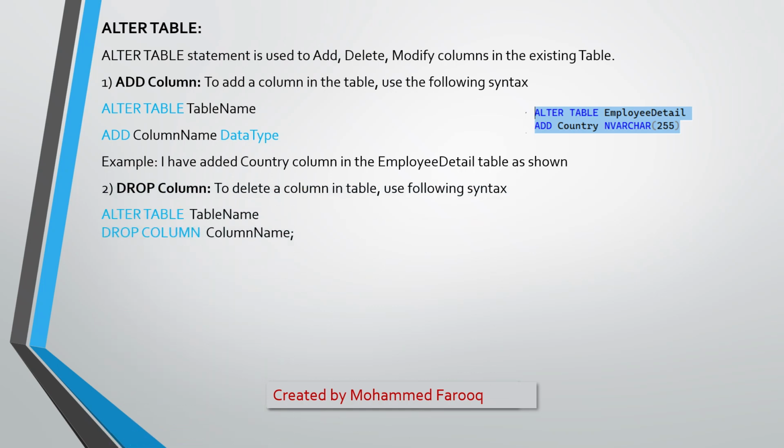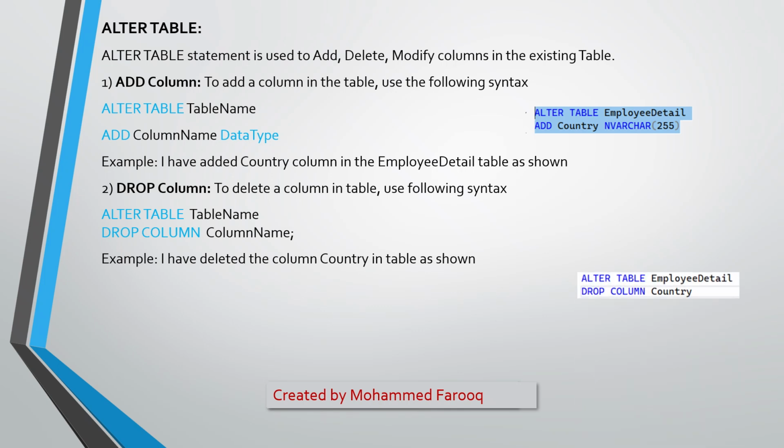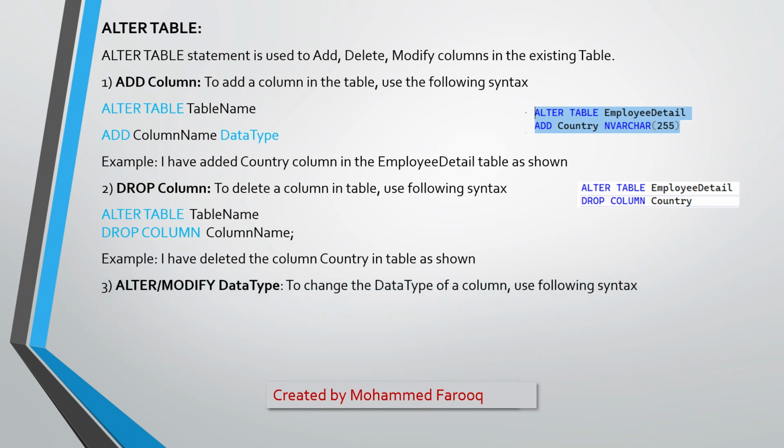Drop column. To delete a column in a table, use the syntax ALTER TABLE table name DROP COLUMN column name. Example: I have deleted the column country in the table as shown. So this will delete the column country from the employee detail table.